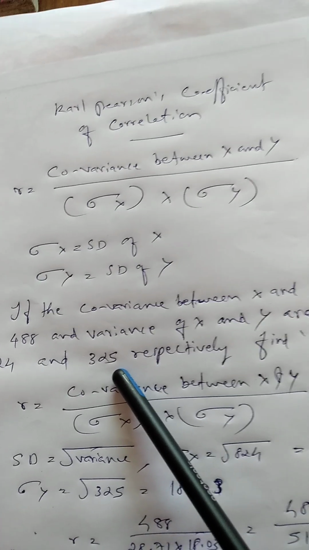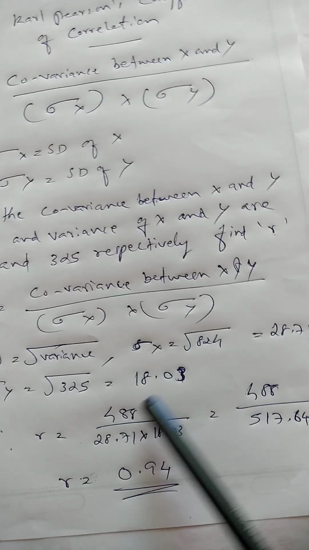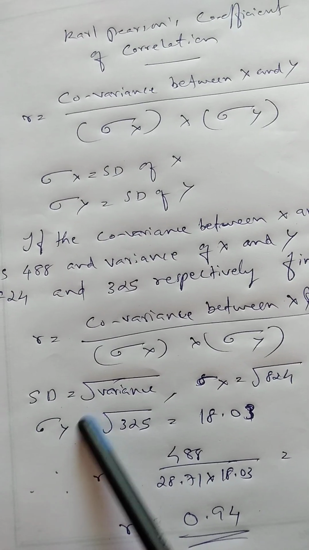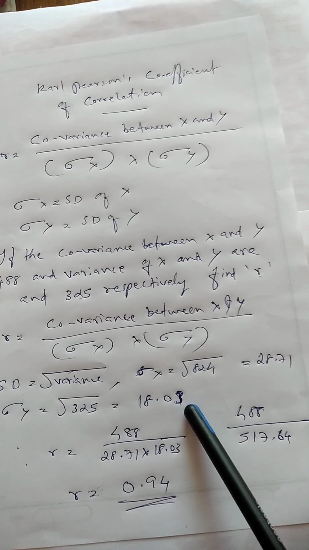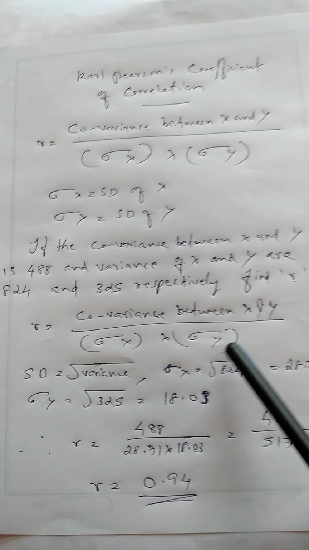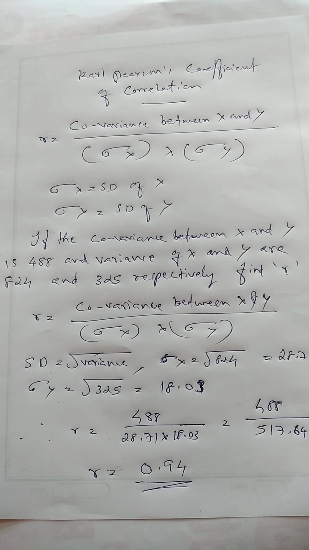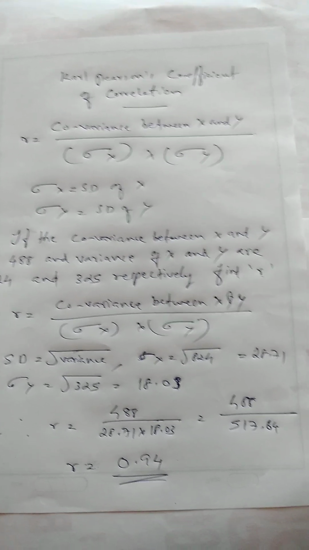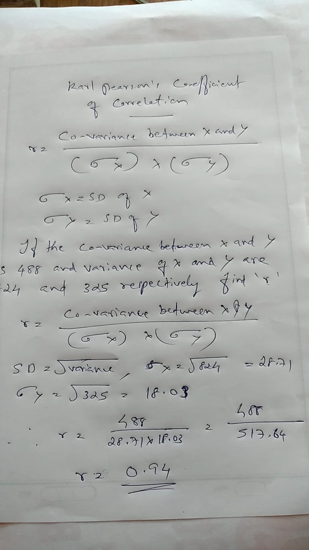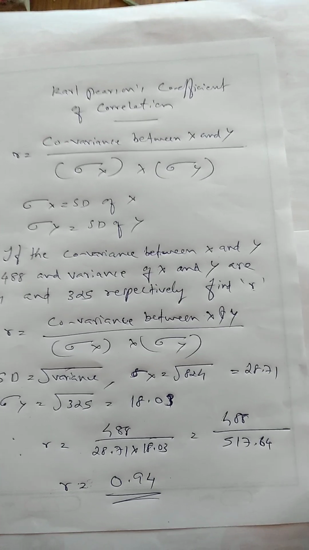Alright, similarly, the variance of y is given as 325. Isn't it? So, to get the standard deviation of y, take the root of that variance. That means standard deviation of y is equal to root of 325 and it is 18.03. So now we got standard deviation of x and standard deviation of y. So in order to get a standard deviation from variance, take the root value of variance, then you will get standard deviation. Okay, you have to remember this because this may be required in certain other places also.